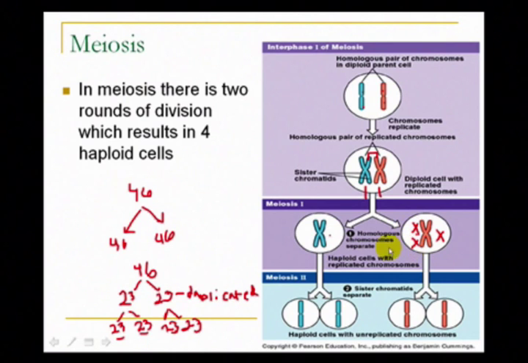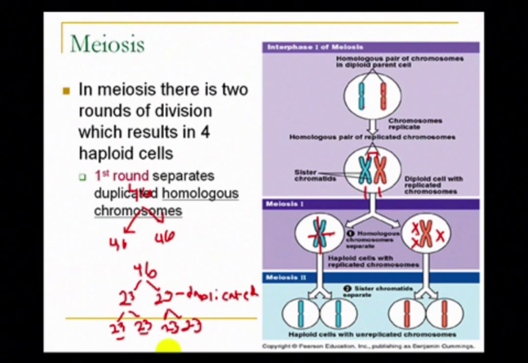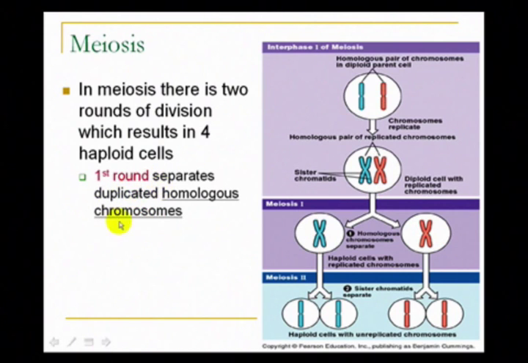And then in the second division, they line up, and you separate the sisters. So this sister will go one way, this sister will go the other. So you still end up with 23 because you only have 23 duplicated ones that line up, and then 23 of the sisters go this way, 23 of the sisters go that way, and you end up with cells with 23 chromosomes each. So to summarize, in the first round, you're separating the duplicated homologous chromosomes. So the homologous chromosomes separate. In the second round, you're actually separating the sister chromatids.